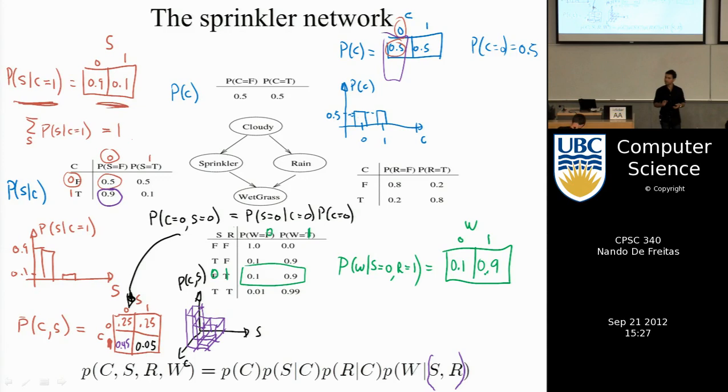In your syntax for writing probability of W given S, comma R, does that mean the probability of W given, bracket, S equals 0 and R equals 1? Yes. Precisely, the bracket here. I see. Okay, so conditioning has precedence.